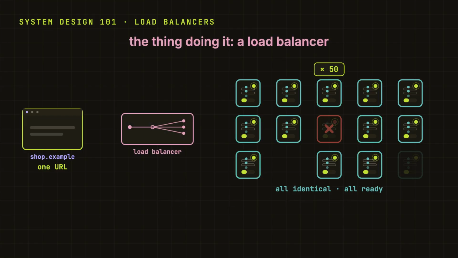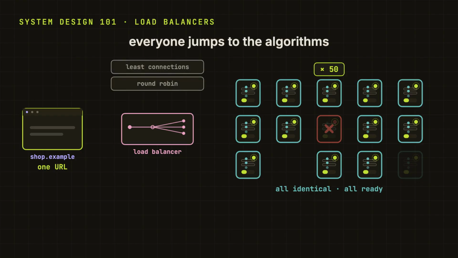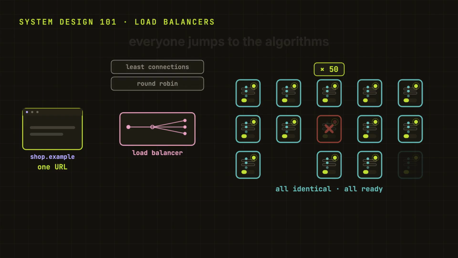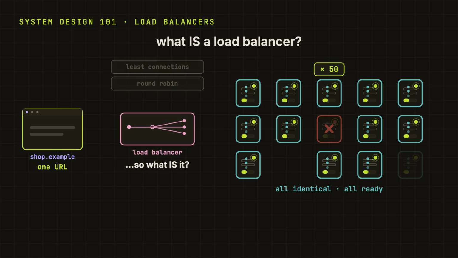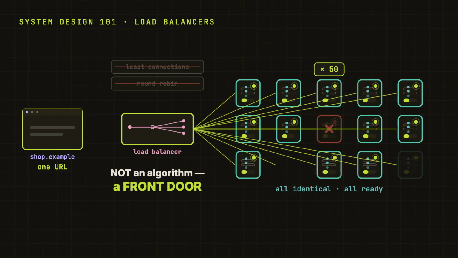The thing doing that is a load balancer, and almost every explanation jumps straight into its algorithms, round robin, least connections, all of that. We are going to do the opposite. We are going to understand what a load balancer actually is first, because it is not an algorithm, it is a front door. Let us build it up.